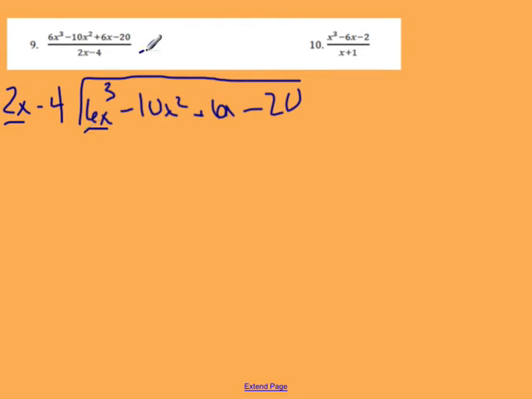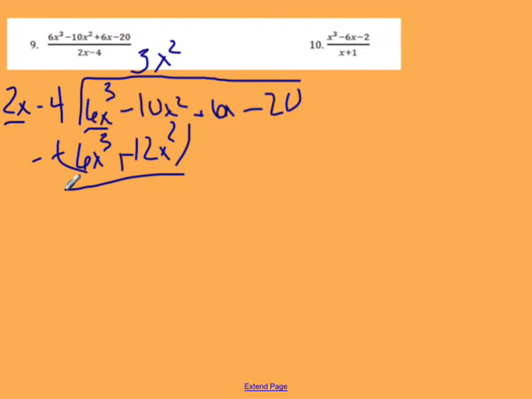I need to multiply by 3. How do I go from x to x cubed? Well, I need to multiply by x squared. So 2 times 3 is 6. X times x squared is x cubed. Negative 4 times 3 is negative 12, and then we have x squared. So again, I'm subtracting that off, so I want to change the signs of everything. So negative 10x squared plus 12x squared is going to give me 2x squared. And then I'm going to go ahead and bring down that 6x.